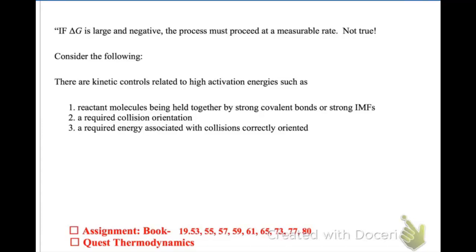So kinetics is really separate from what's happening here with delta G. So if you have a high activation energy, like the reactions are held together really strongly, or you need the perfect collision, you can have a negative delta G that is very, very slow. Okay? So delta G does not tell you anything about the speed of the reaction. Okay, we're going to stop right there.